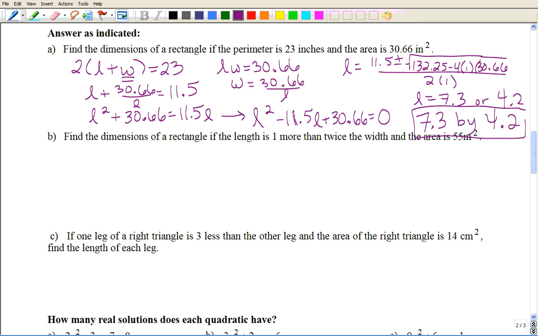Part B, find the dimensions of a rectangle if the length is 1 more than twice the width and the area is 55 meters squared. So if we have a rectangle and the length is 1 more than twice the width, if I call the width x, the length would be 2x plus 1. So the area is 55 meters squared, so x times 2x plus 1 is 55.